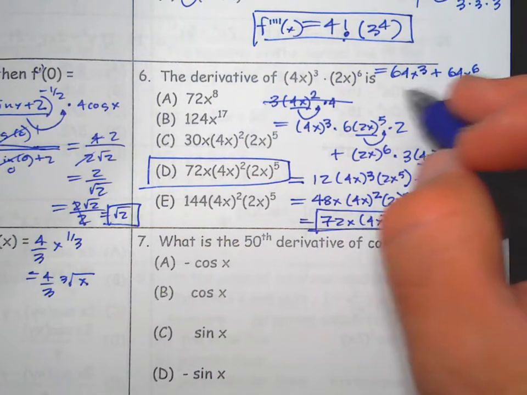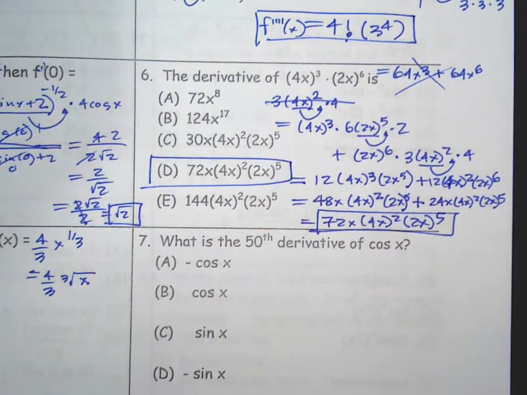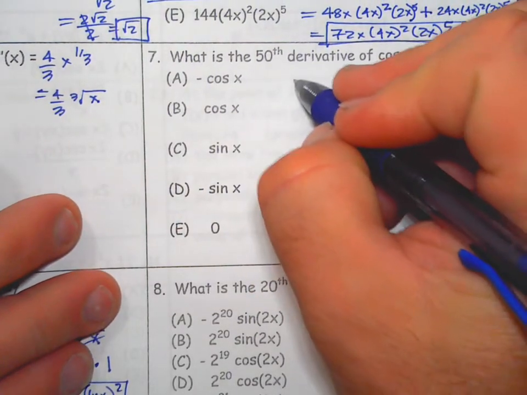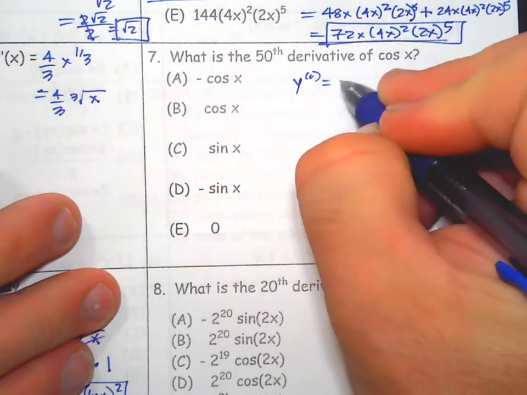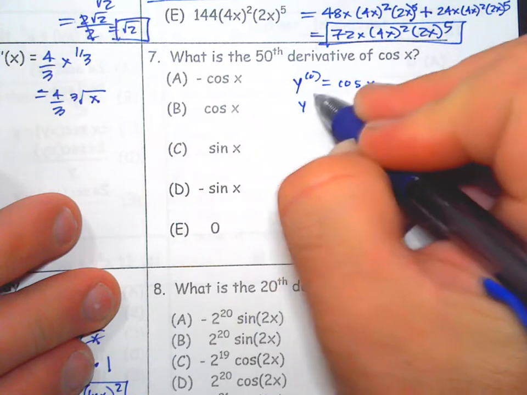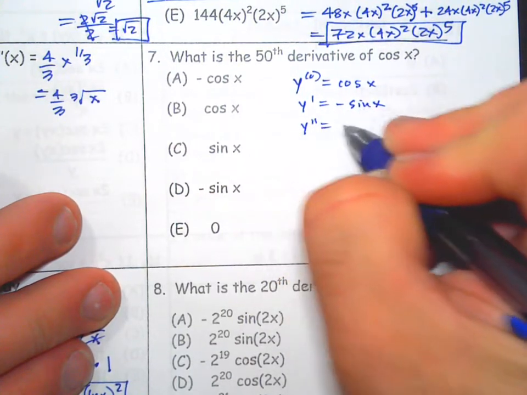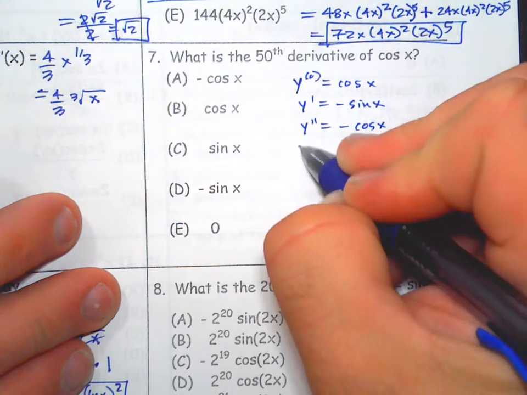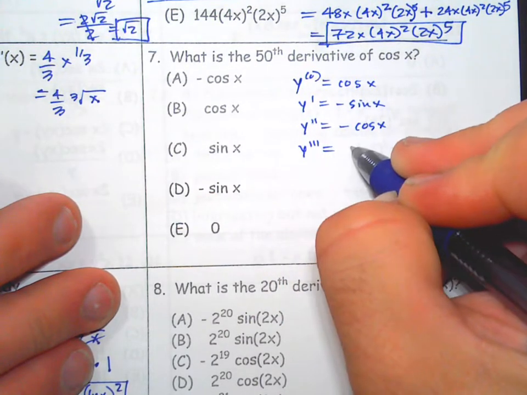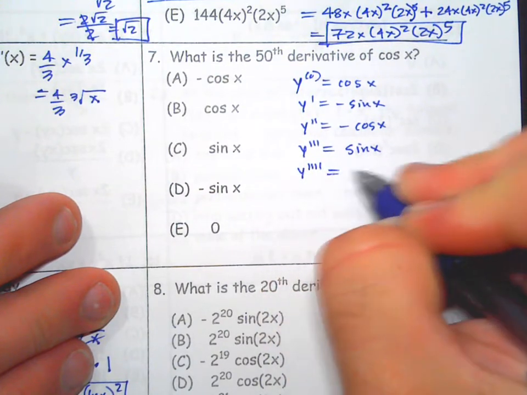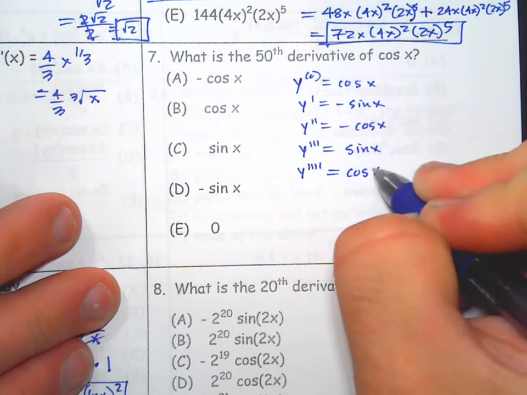But wouldn't have given me one of these answers. Okay, number 7, 50th derivative. So we've been doing these. So the 0th derivative is cosine x. First derivative, negative sine x. Second derivative is negative cosine x. Third derivative is positive sine x. Fourth derivative is cosine x. And now we're back to the beginning.